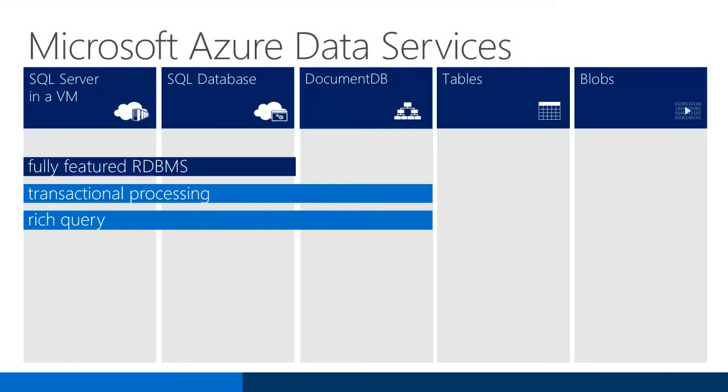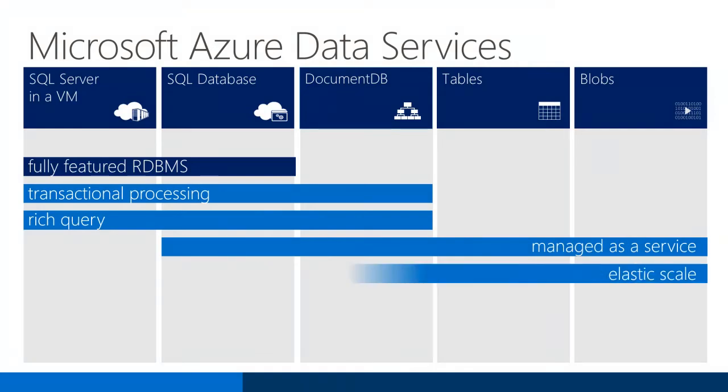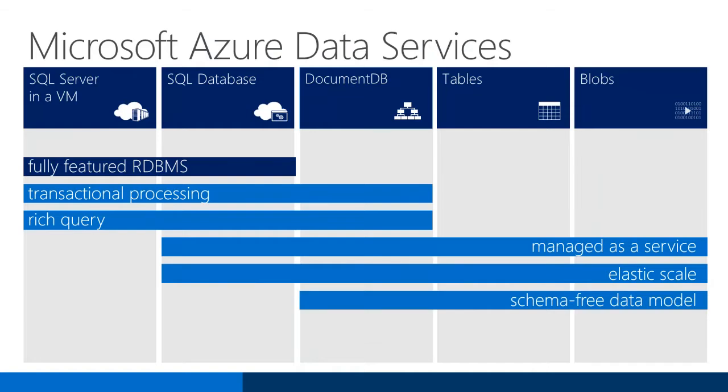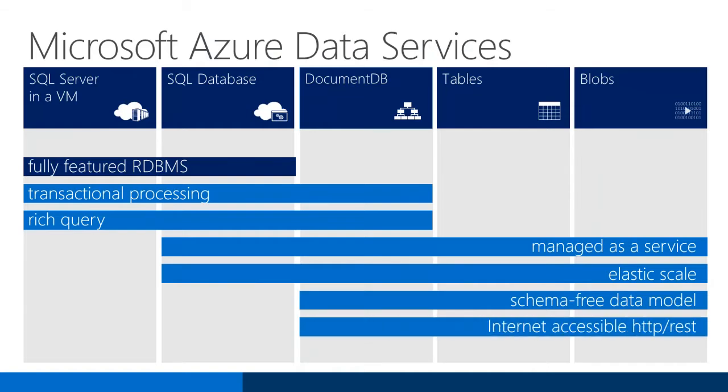Document databases, on the other hand, are key-value databases where the values are documents, essentially a collection of named fields and values. As a document database, Azure DocumentDB has the additional capabilities of transactional processing with better query performance on non-key fields. And it's managed as a service, it delivers elastic scale, and it's a schema-free data model that also provides internet access over HTTP with REST.